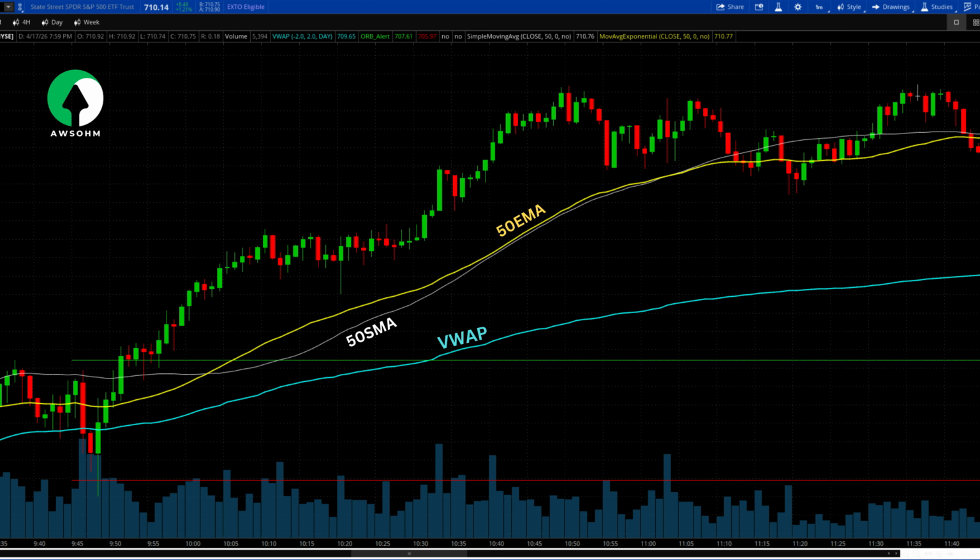EMA pullback continuation: 9 EMA plus 20 EMA plus RSI. This is one of the cleanest intraday trend strategies. First, identify a trend where the 9 EMA is above the 20 EMA and both slope upward. Wait for price to pull back toward the 9 or 20 EMA.